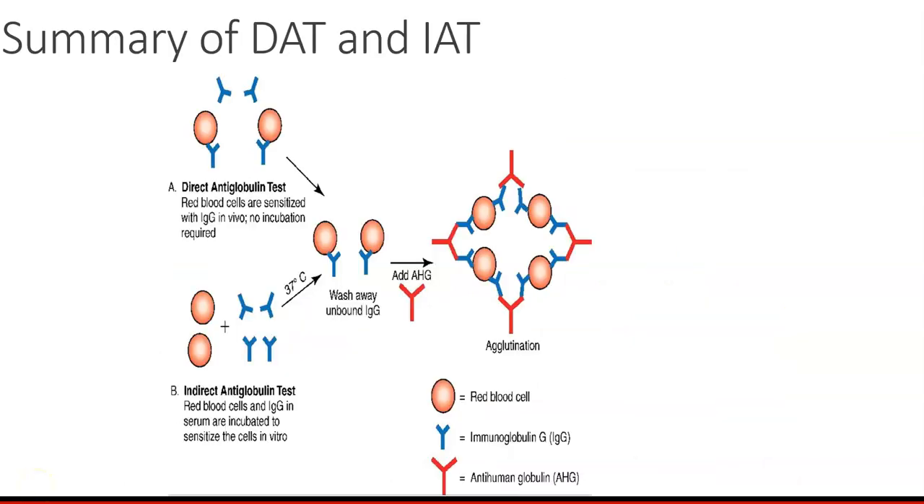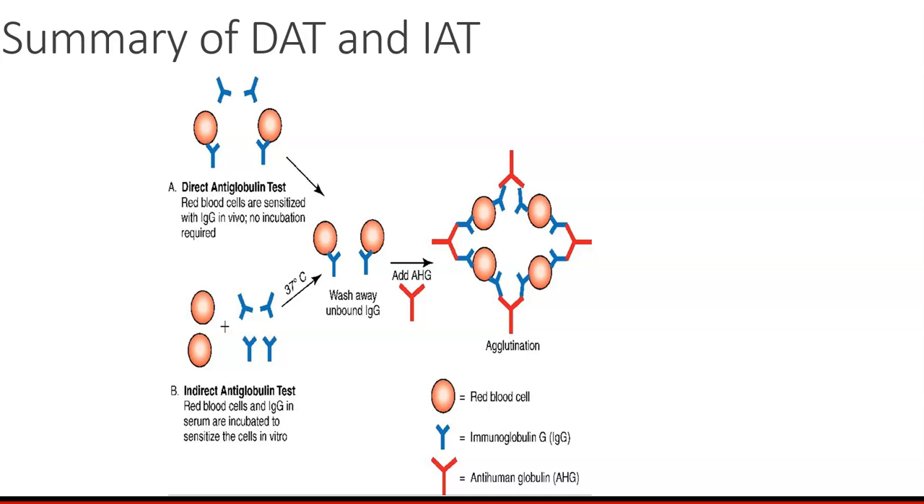I need to burn this into your brain that the difference between the DAT and the IAT is, if you look at this picture, in the DAT, we're looking for cells that are already coated with antibody. We take a drop, we wash them 3 times, we add Coombs, and a positive reaction indicates in vivo sensitization of those cells in the body.